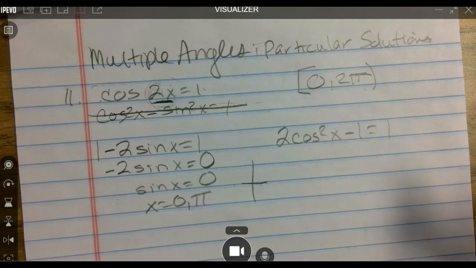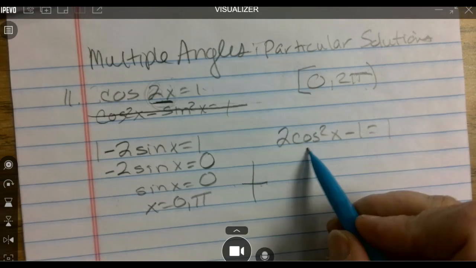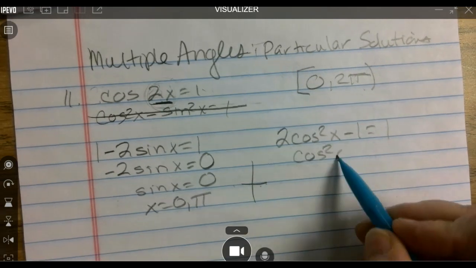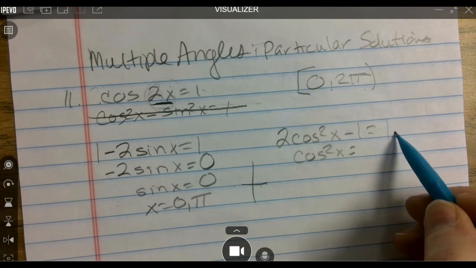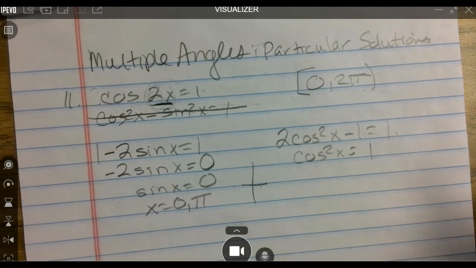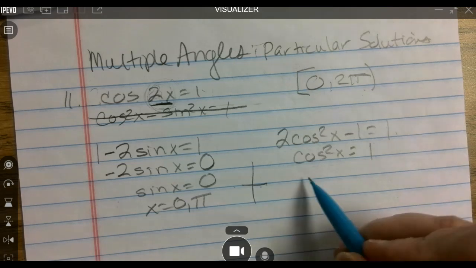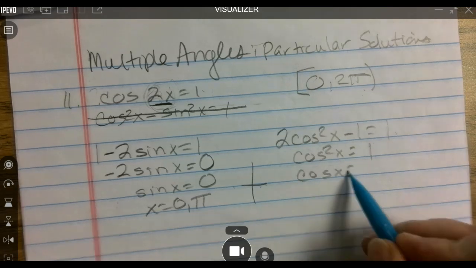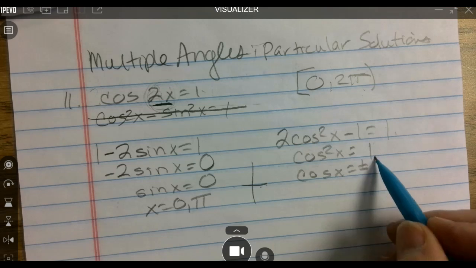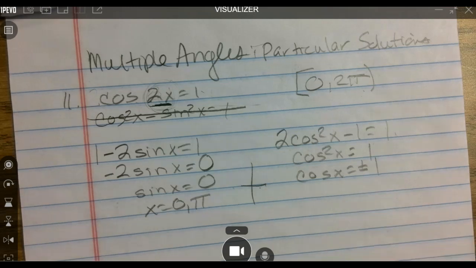Okay, so we go use the other formula. Here, I would take cosine squared of x. I would add 1. And get 2, agreed. And then divide by 2, and I'd get 1. And then I'm going to take the square root. And when we do, I would get plus and minus square roots of 1, which is 1. And then I'm going to ask the same unit circle question, where is the cosine plus or minus 1?